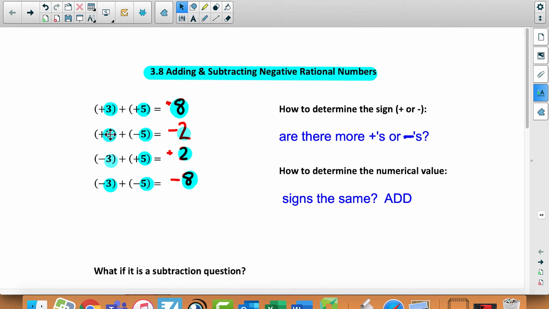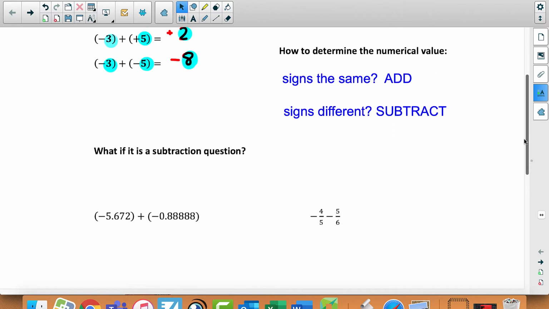But if the signs are different, they're kind of fighting against each other, they're canceling each other out, they're opposing each other, you actually end up subtracting. Plus and minus, positive and negative, subtract to get 2. Negative and positive, subtract to get 2. And I think this is the way that's going to help you do these really complicated questions like this.